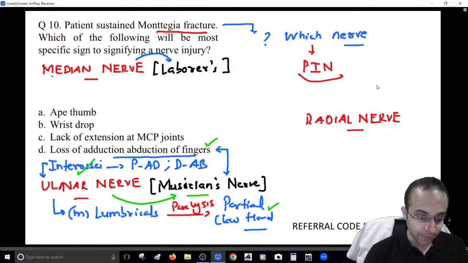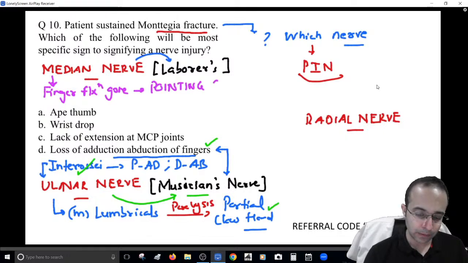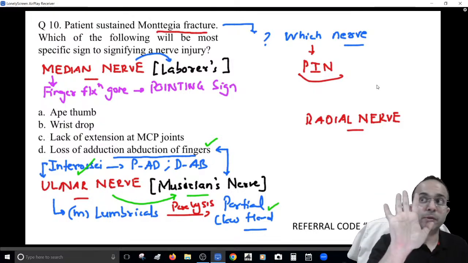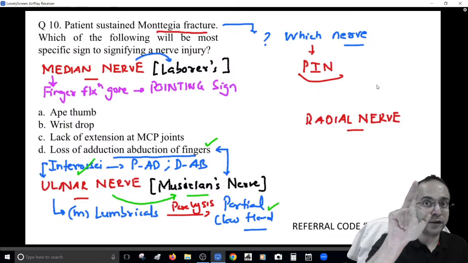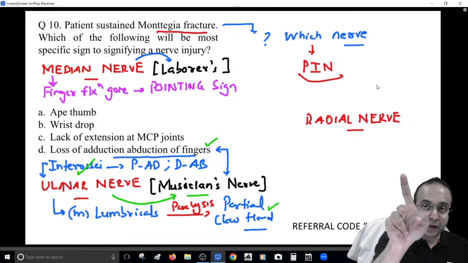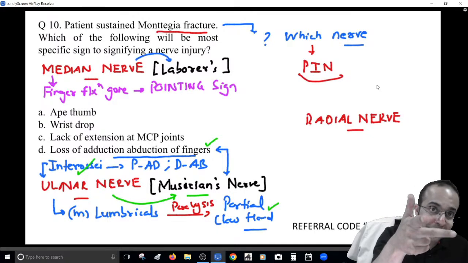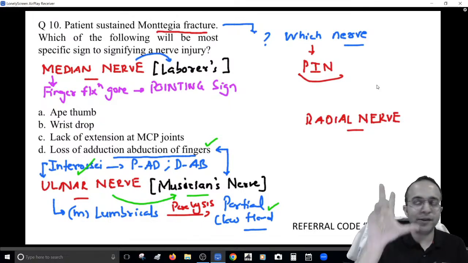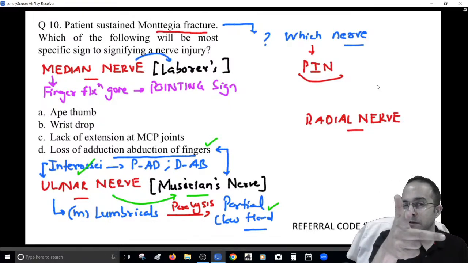Median nerve, laborer's nerve gone. The finger flexion gone. And this is what keeps the finger pointing. So that's where you get that pointing sign. You ask the person to flex the fingers, he can only flex the medial two fingers. These three fingers cannot flex, the thumb cannot flex, you can't hold. So this pointing sign is what you get in median nerve palsy because it's the laborer's nerve. Had these fingers flexed, you would not have got that pointing sign.